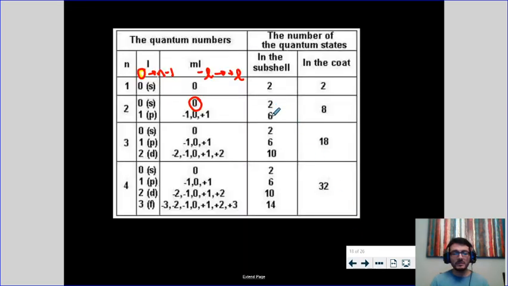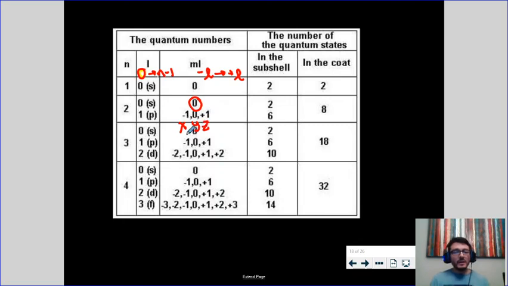Right, 6 elements. They have different orientations: -1, 0, +1. Okay. Now -1 refers to x. 0 is y. Z is +1. We will get into more detail in our next lesson, but these are the different orientations. -1 is x. 0 is y. +1 is Z.